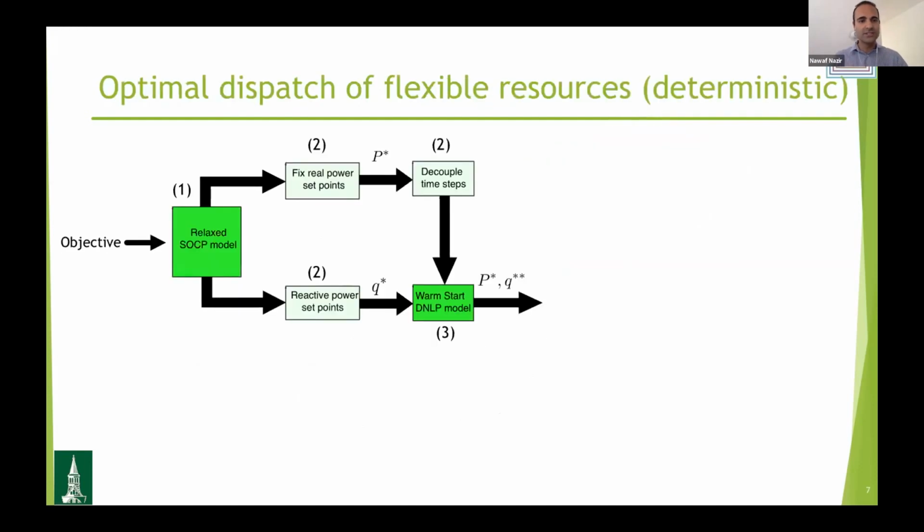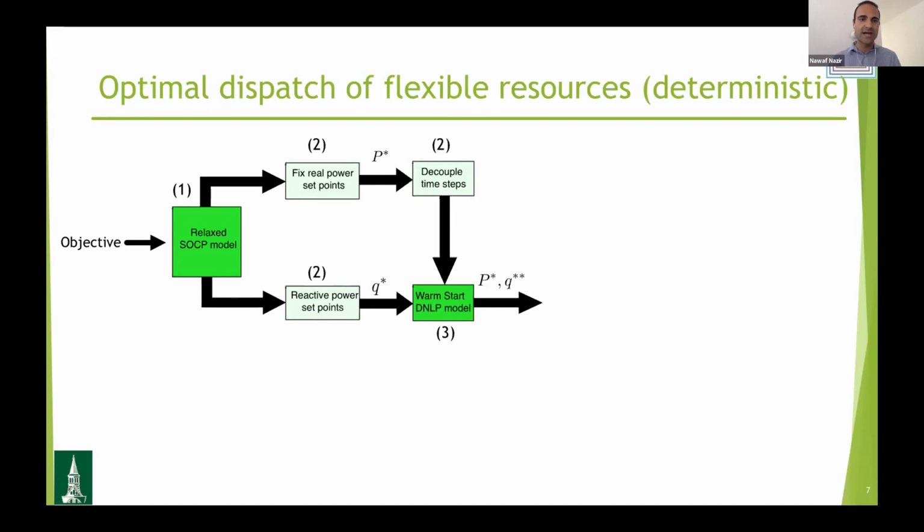All right, so using this relaxed SOCP model that we developed in this slide, I will show how we dispatch these flexible resources in the deterministic case. In this case, I assume that the forecasts that we have are 100% accurate. So we have this relaxed SOCP model shown in 1. Based on some objective, we solve this problem. And then the solution that we get, we use that to solve a decoupled nonlinear program, DNLP I call here.